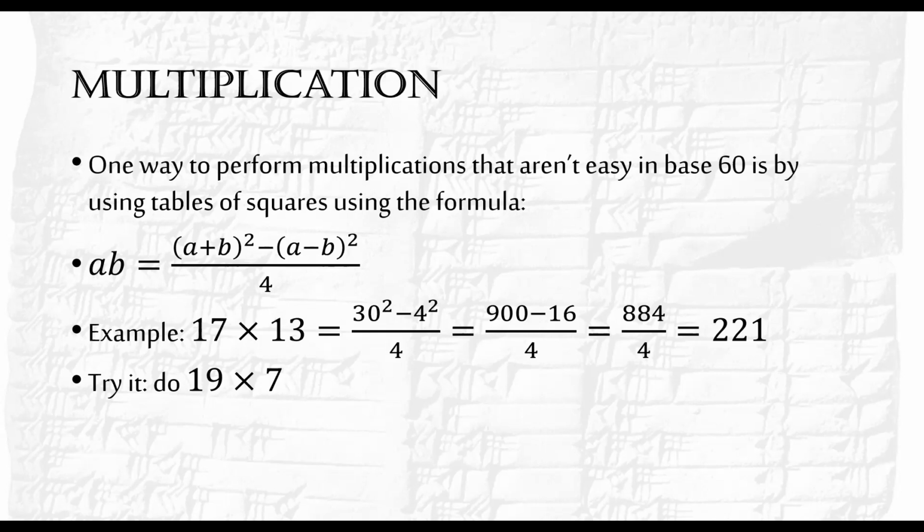So here's an example of that calculation. If they wanted to do 17 times 13, they would do 17 plus 13, which is 30, and then 17 minus 13 is 4. So 30 squared, look it up, minus 4 squared, look it up, do the subtraction, which is actually pretty easy to do in cuneiform. You just take wedges away, or you can use an abacus. And then divide that by 4. We'll talk in a bit about how they did the division.